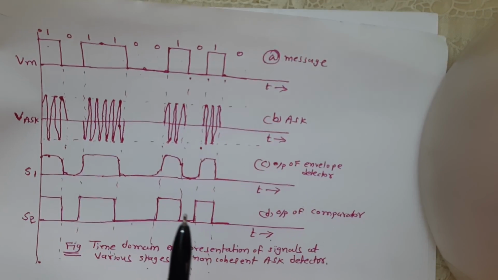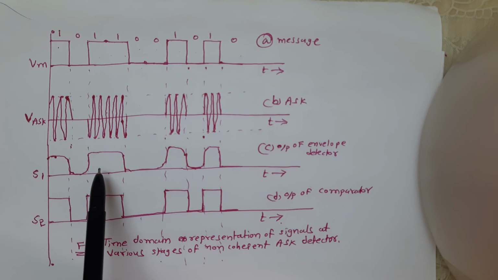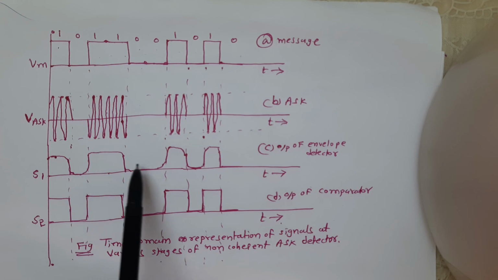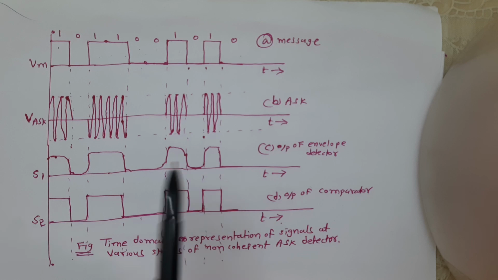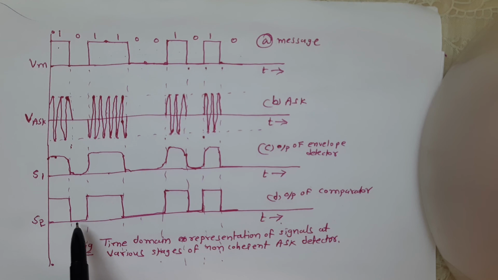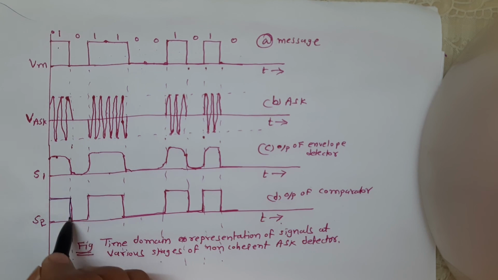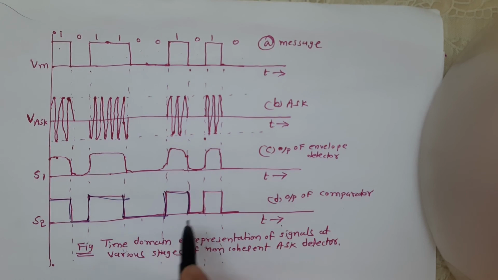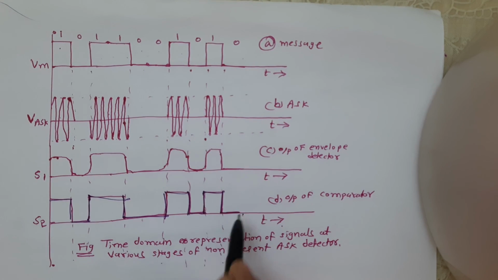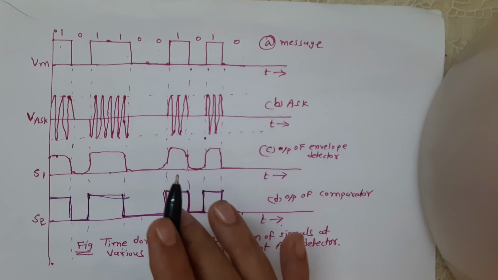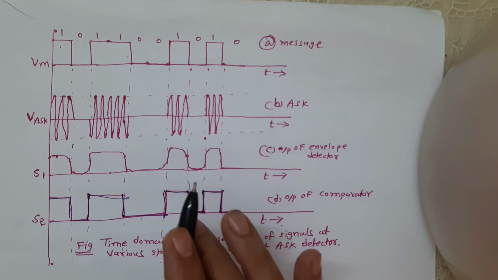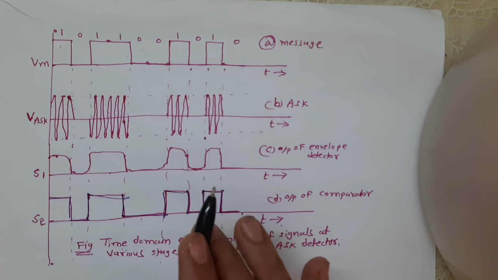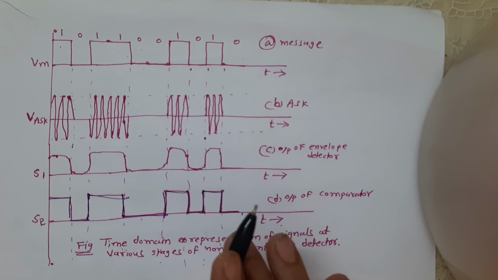This is the output of the envelope detector. We are getting it like this. And the last one, S2, is our main output. It is the output of the comparator, and it is our original message. It looks like this. So in this way, we have discussed the non-coherent ASK detector. That's all. Thank you.